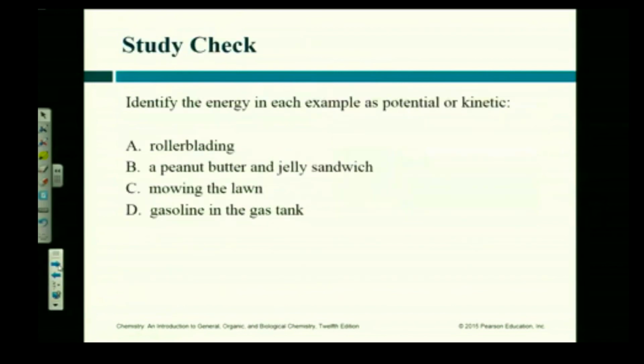So, are these things potential or kinetic energy? Rollerblade. That's movement, right? That's kinetic. Peanut butter and jelly sandwich. Is that a lot or a little bit of potential energy? A lot of potential energy. Mowing the lawn. No matter if you're on a riding lawnmower or you're pushing, you're still moving, right? Gasoline in your gas tank in your car is potential, the potential to do work, right? It can do work eventually.